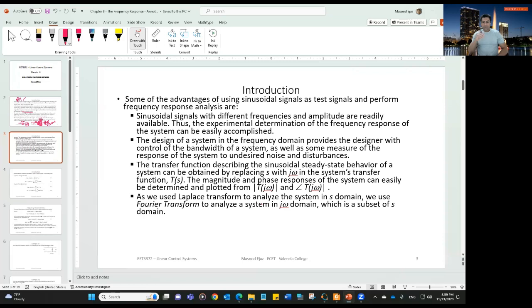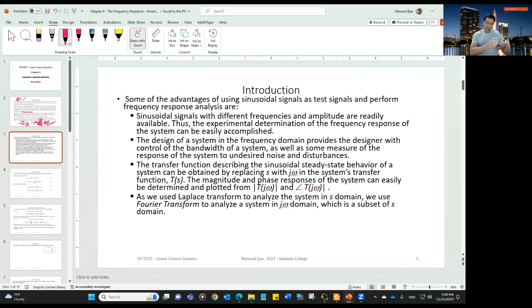Design of the system in the frequency domain provides the designer with the response of the system to undesired noise and disturbances. It will control the bandwidth of the system as well as give some measure of the response of the system to undesired noise and disturbances. So when you are playing with the frequency response, you can set the parameters such that your system is going to work on a specific band of frequencies, like we were discussing this morning also in DSP.